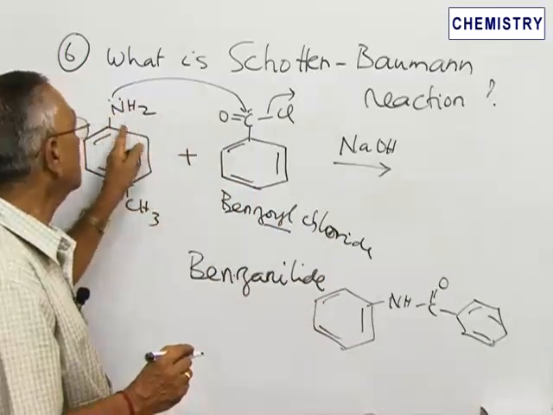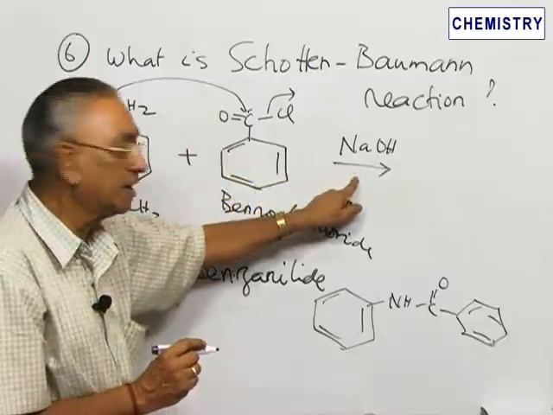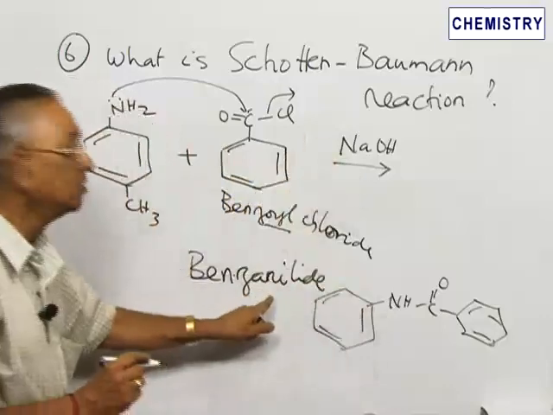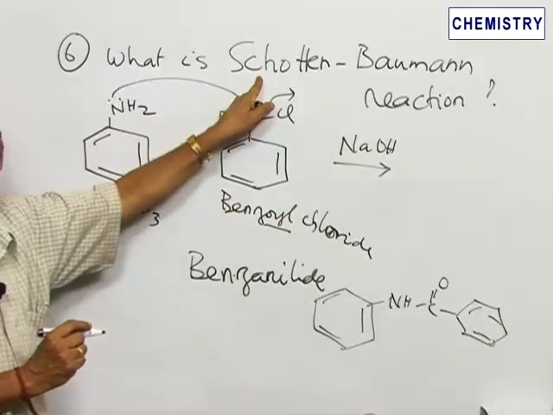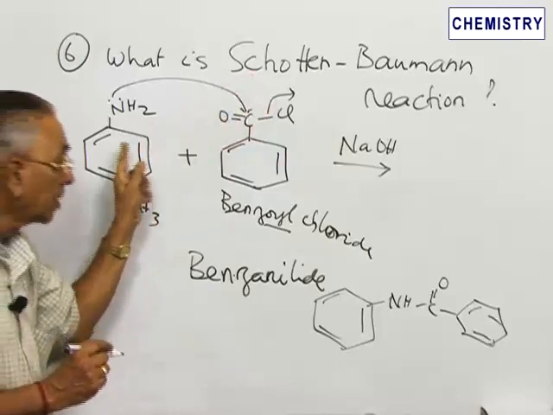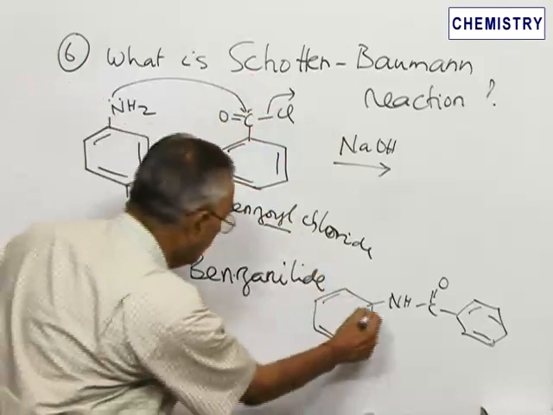So benzoylation of aniline is effected by means of benzoyl chloride in the presence of sodium hydroxide to give a product which is known as benzanilide. This reaction is known as the Schotten-Baumann reaction. This is one of the very important reactions for the preparation of the derivatives of the amine. You get the corresponding amide.